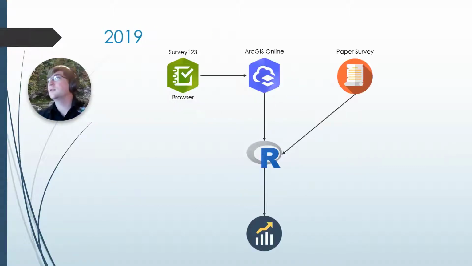So if you looked at a diagram of the structure of it, this is roughly what we had that first year. So we had the survey on 2-3 at the browser, going into ArcGIS Online, we had our paper surveys, and we compiled that in R, and then we spit out our analytics.